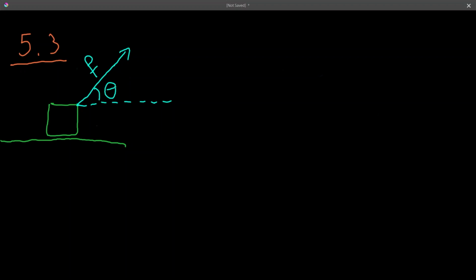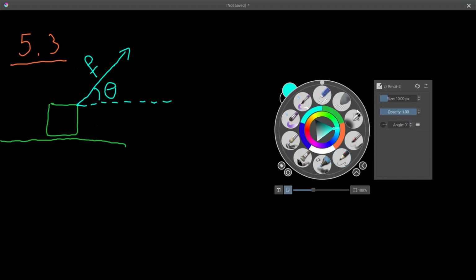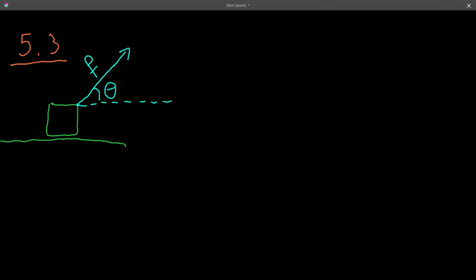When you look at this, you're going to ask, where is this force pulling? It is pulling to the right and it's pulling upwards. It's doing both at the same time. So what we can do is break this force down, any force that is at an angle, into two components. Component just means parts. I can break it into two parts, an x part and a y part.